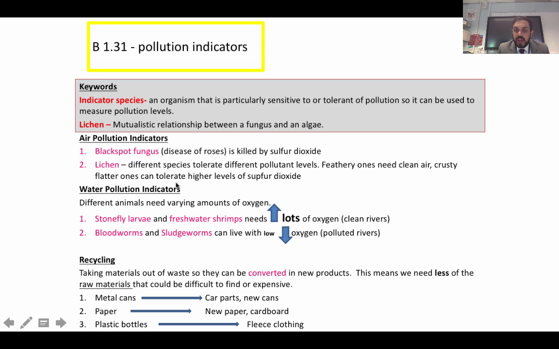Water pollution indicators. Different animals need varying amounts of oxygen. Stonefly larva and freshwater shrimp need lots of oxygen. So they are found in clean water. And actually, how can you remember which ones are for clean water and which ones for dirty water? They just sound nicer. Stonefly larva and freshwater shrimps sound a lot nicer than bloodworms and sludge worms, which are both found in polluted waters.